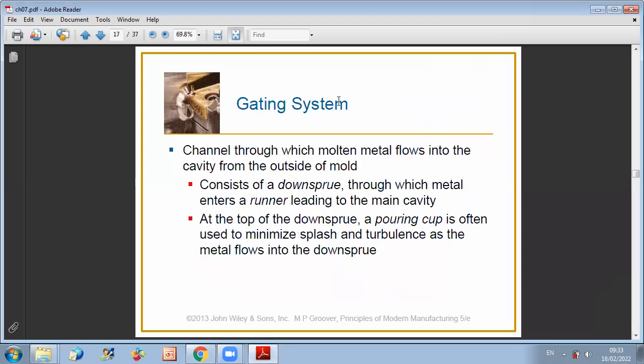Now, what about the gating system? The gating system consists of the channel through which molten metal flows into the cavity from the outside of the mold. It consists of a down sprue through which metal enters a runner leading to the main cavity. At the top of the down sprue, a pouring cup is often used to minimize splash and turbulence as the metal flows into the down sprue. The purpose of the pouring cup is that, whenever you pour any fluid into a container, it helps you do the operation in a smoother way, because it will help to minimize any splash and turbulence affecting the filling process.